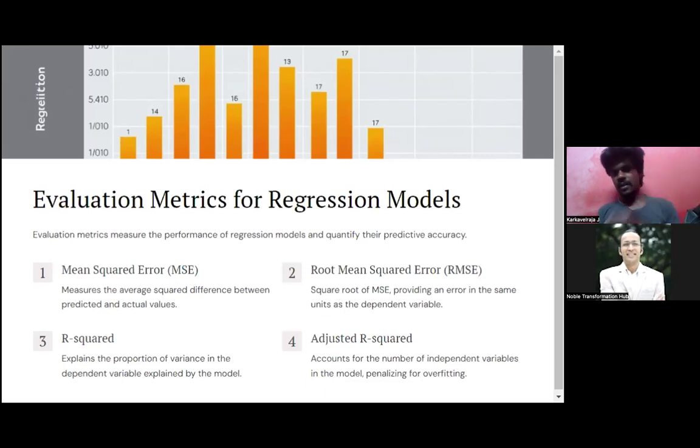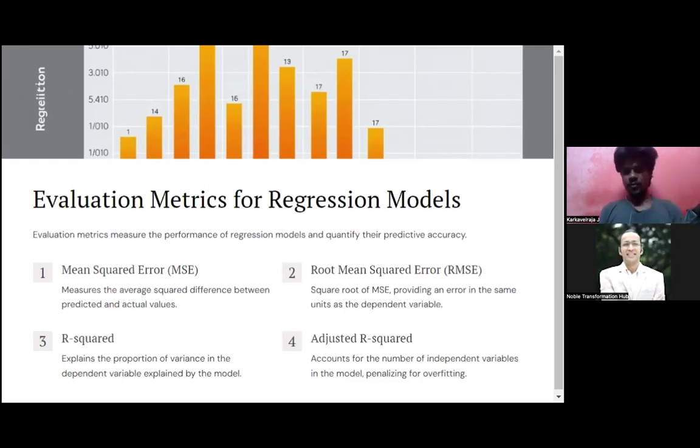First is mean squared error, and next we just take the root of it, that is root mean squared error. Then R squared explains the proportion of variance in the dependent variable explained by the model. That is like an accuracy score for the regression model. Adjusted R squared accounts for the number of independent variables in the model and penalizes overfitting.